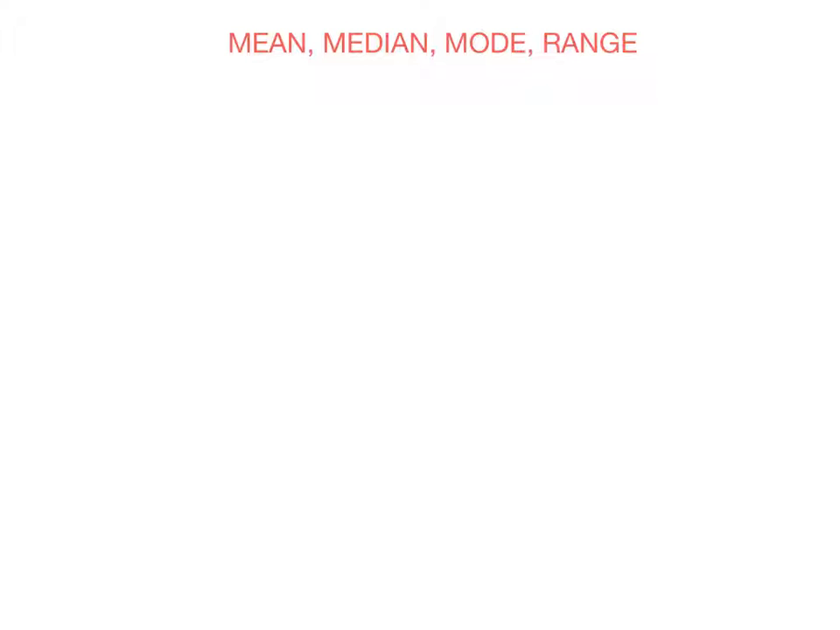So let's say I have the scores 10, 12, 11, 12, 11, and 31. So I've got 6 numbers here. So I'm going to go through and find the mean, median, mode, and range of all this.